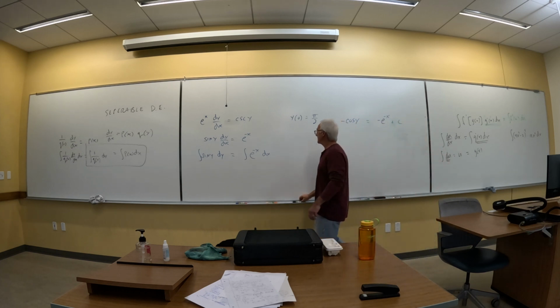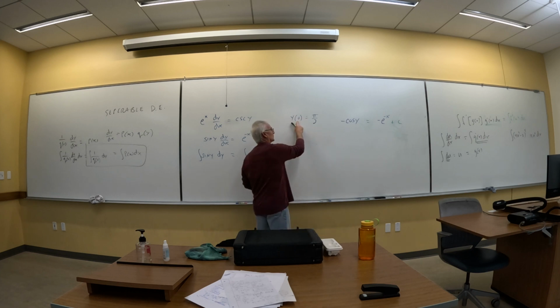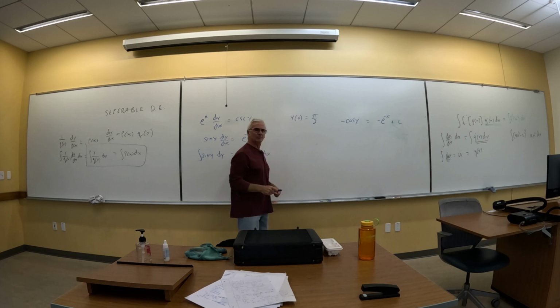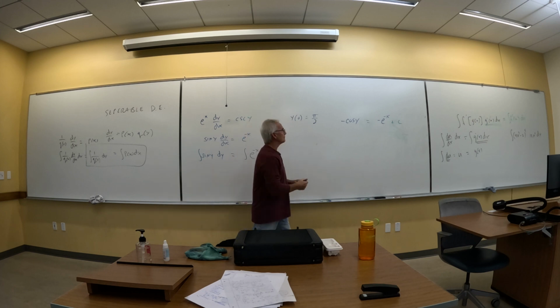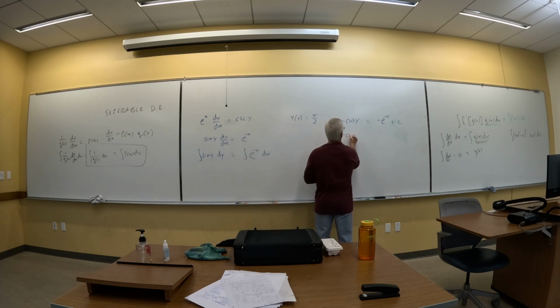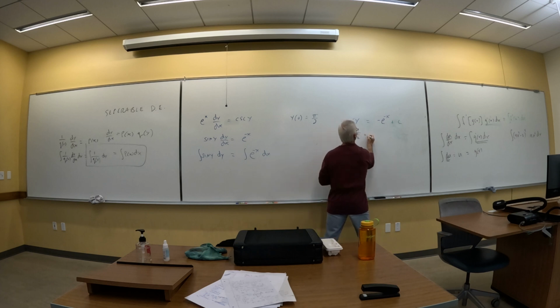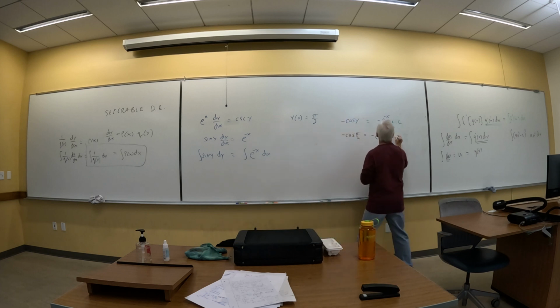So how do I find it? Well, this says when x is 0, y is pi over 2. That's what that says. So negative cosine of pi over 2 equals negative e to the 0 plus c.